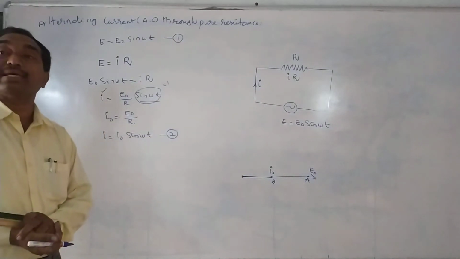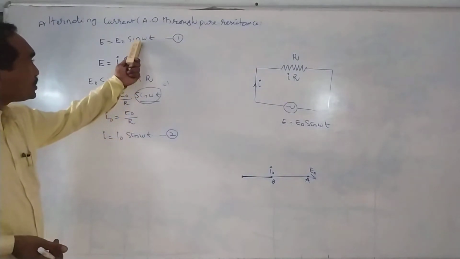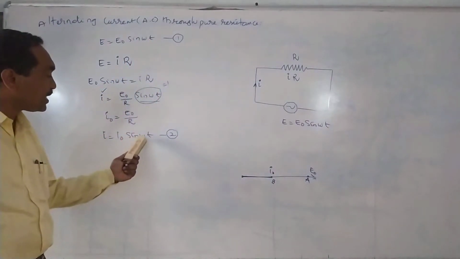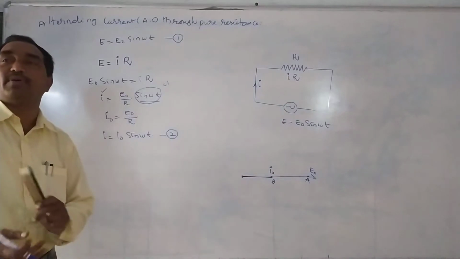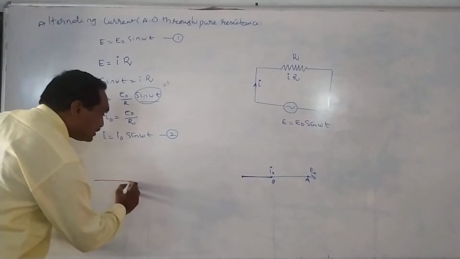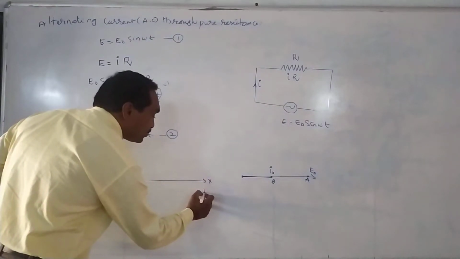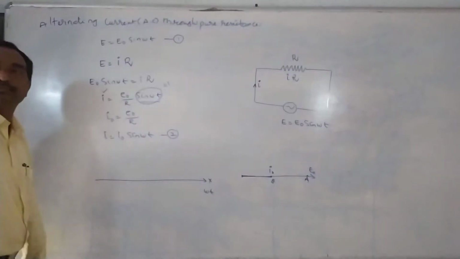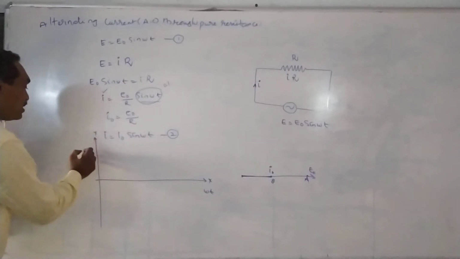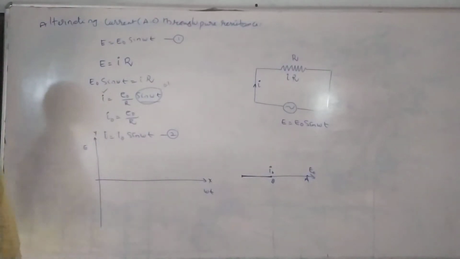And graphically, how can we see this? This is also a sinusoidal waveform because it is sin omega t, and here also sin omega t, which is also a sinusoidal waveform. So graphically, how can we write this? This is the x-axis where we take omega t. This is the y-axis, where we may take current or EMF.